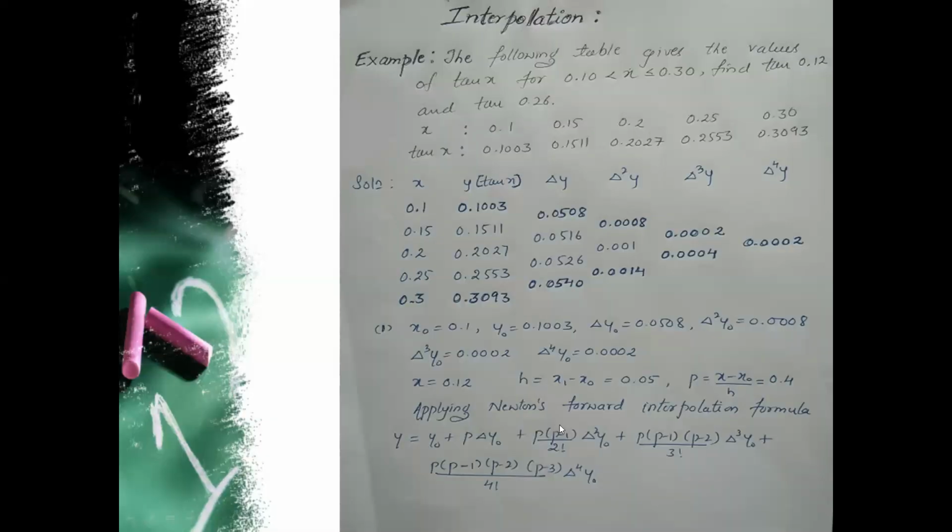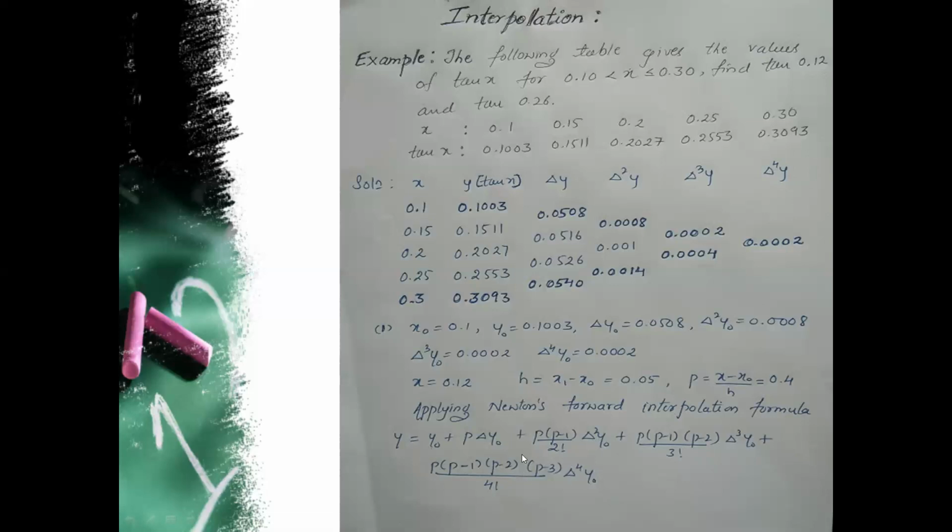Now we apply Newton's forward interpolation formula. It is given by y is equal to y naught plus p into delta y naught plus p into p minus 1 divided by 2 factorial delta square y naught plus p into p minus 1 into p minus 2 divided by 3 factorial delta cube y naught. It continues until the last value of our table, delta raised to 4 y naught. So we'll continue this formula until we write delta raised to 4 y naught.